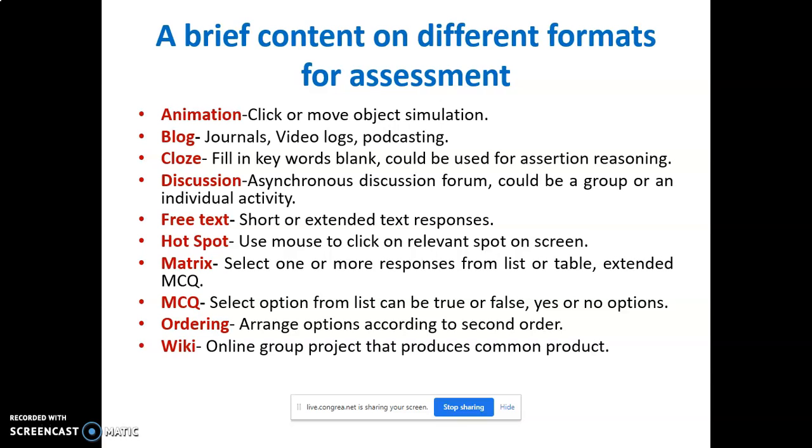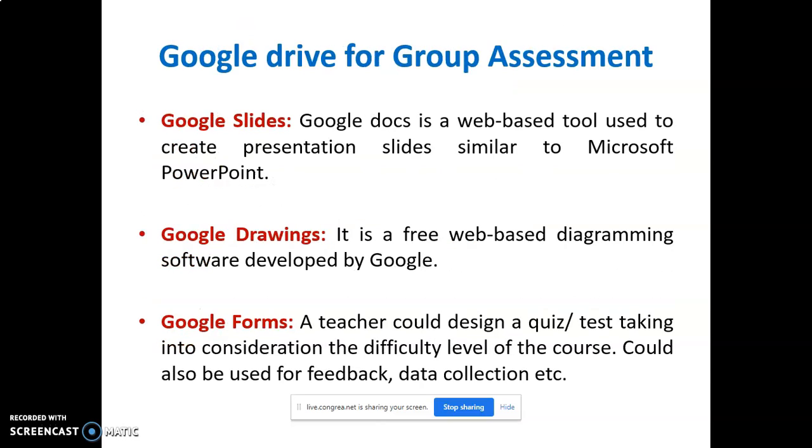Discussion is an asynchronous discussion forum. Free text could be used for short or extended text responses. Hotspot, you can use the mouse to click on a relevant spot on the screen. Matrix is one by which multiple responses from a list or table can be taken up. And MCQ is one option from a list, which can be true or false. Ordering is to arrange the options according to a sequence. And Wiki is an online group project that produces a common product.